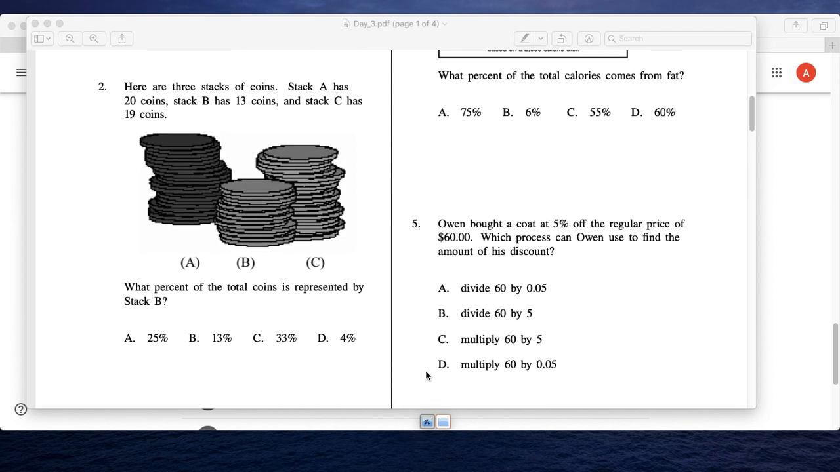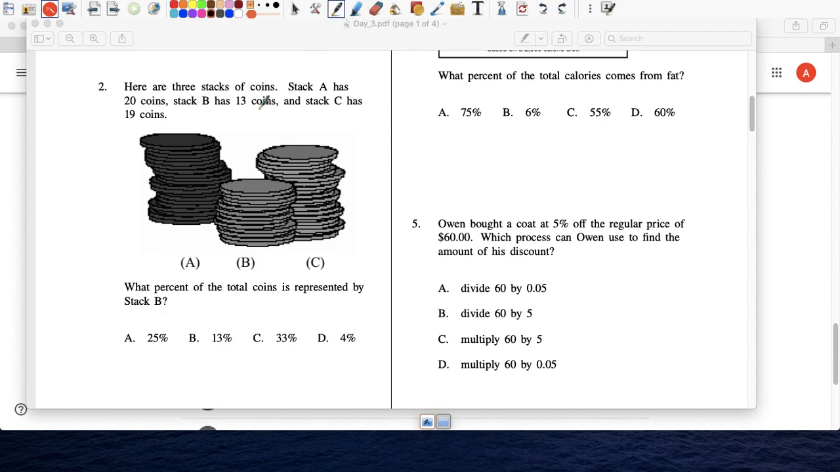2, here are 3 stacks of coins. What percent of the total coins represents stack B? Stack A has 20, stack B has 13, and stack C has 19, for a total of 52. So there's 52 coins in total, and stack B is 13. So 13 out of 52, that's about 25%, right?